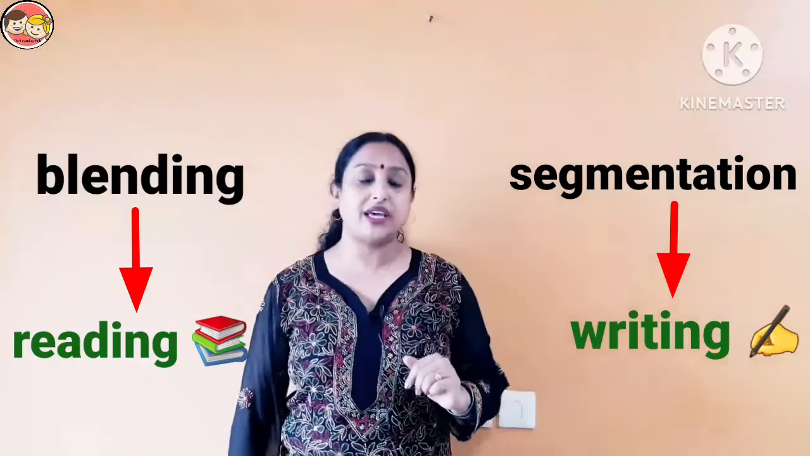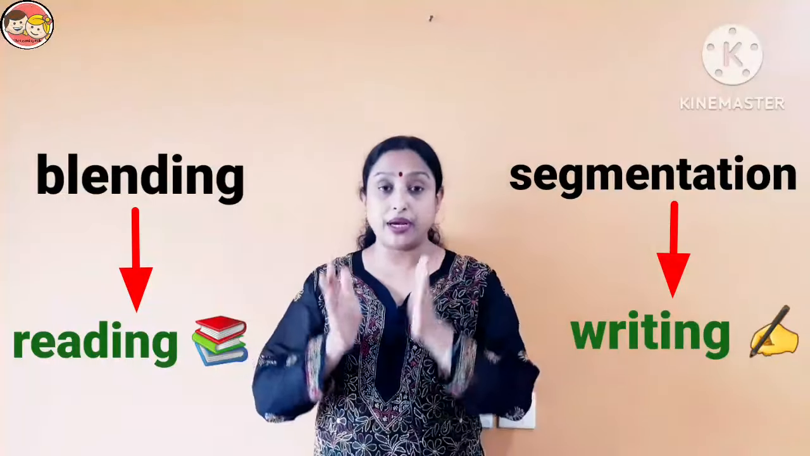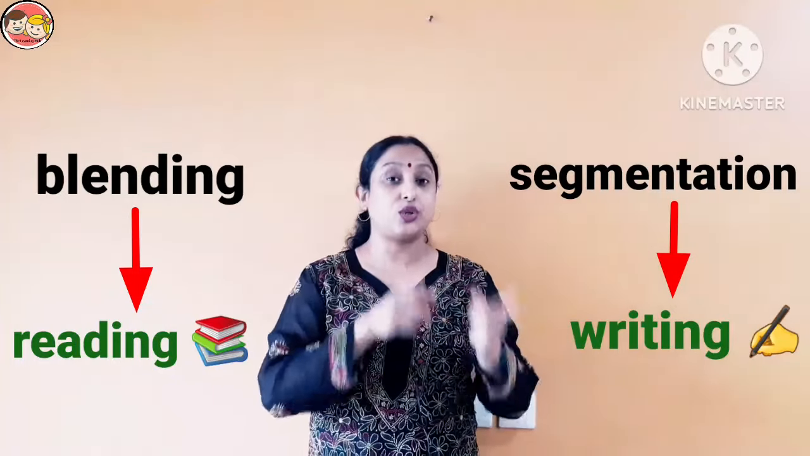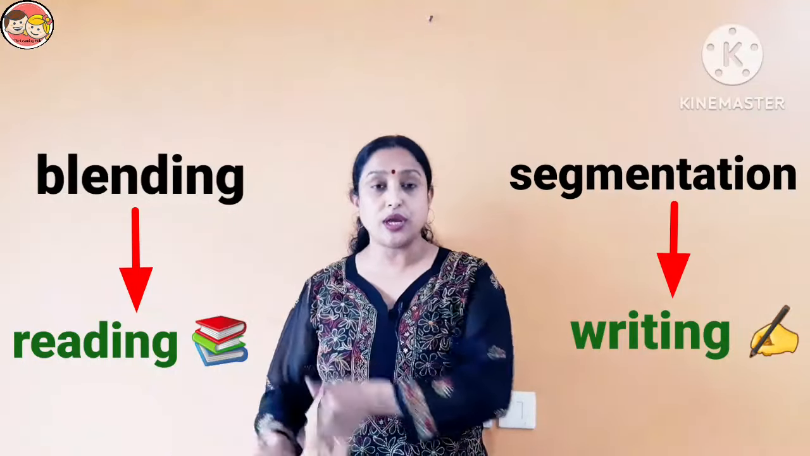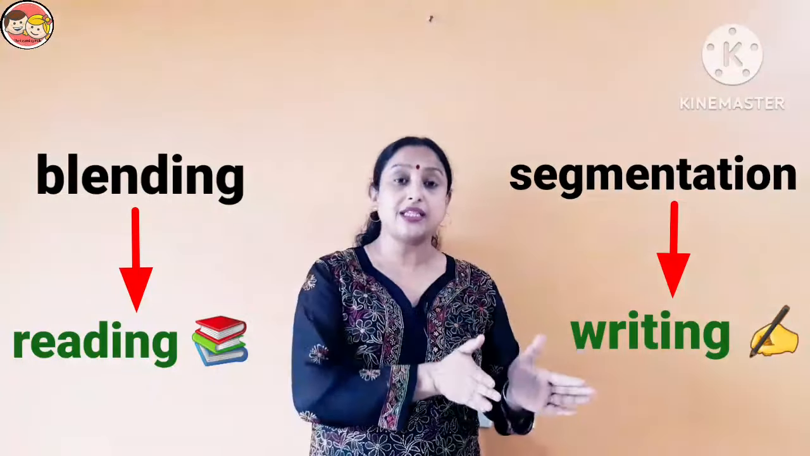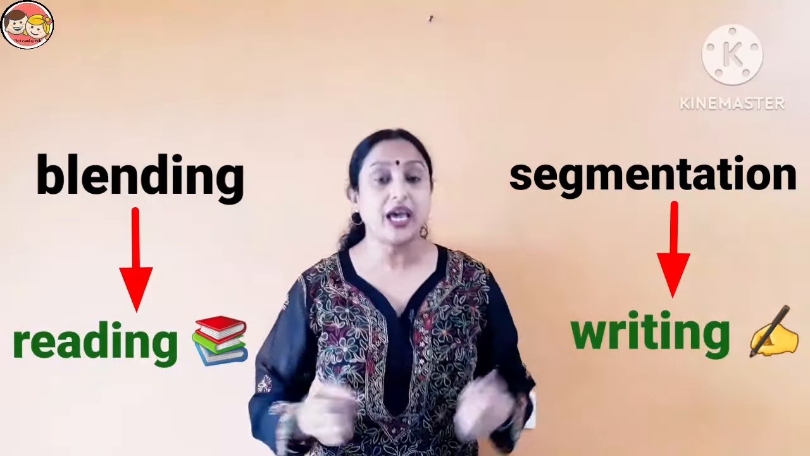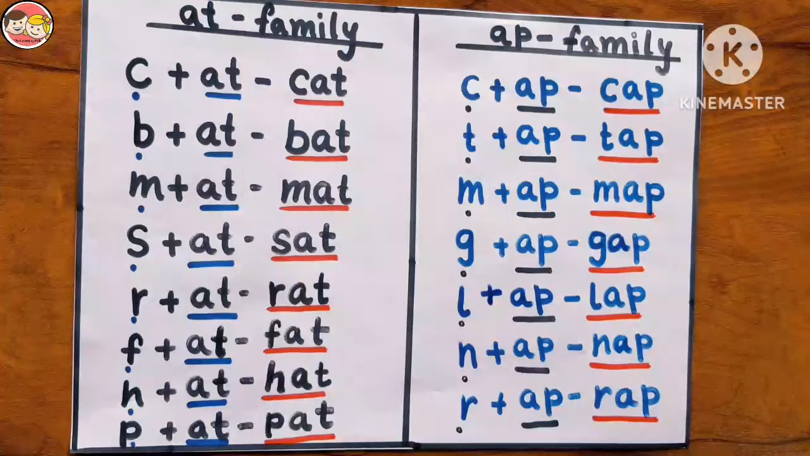One more important thing is to identify the beginning sound, middle sound and end sound of the word. So through segmentation, you can identify the beginning sound, middle sound and end sound of the word. And in this way, your reading and writing skills will be improved. So let's start with A sound CVC words or the short sound of A.